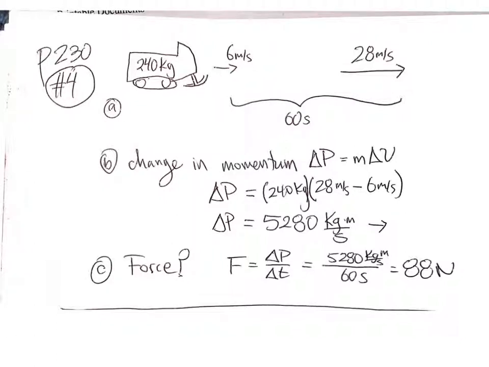So part A asks us to sort of draw this situation. Notice how, I guess I could have drawn the snowmobile over here, but maybe I got a little lazy. But notice how the length of the arrows corresponds to the actual magnitude or amount of the velocity. So we have a short arrow for 6 meters per second and then a longer arrow for 28 meters per second.